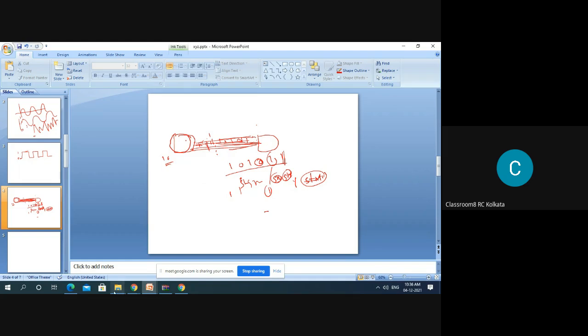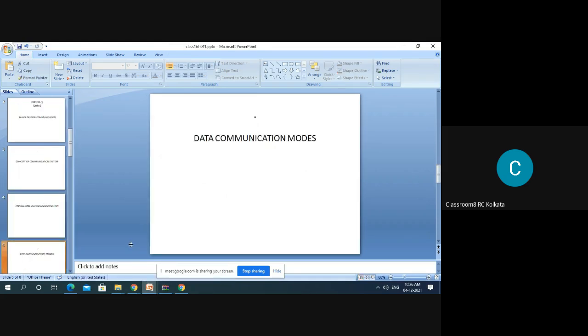And the next point is simplex and half duplex. Do you know what is simplex, what is half duplex and full duplex? Simplex means communication from one side only, and duplex is communication from both sides. Full duplex is communication from both sides at the same time.